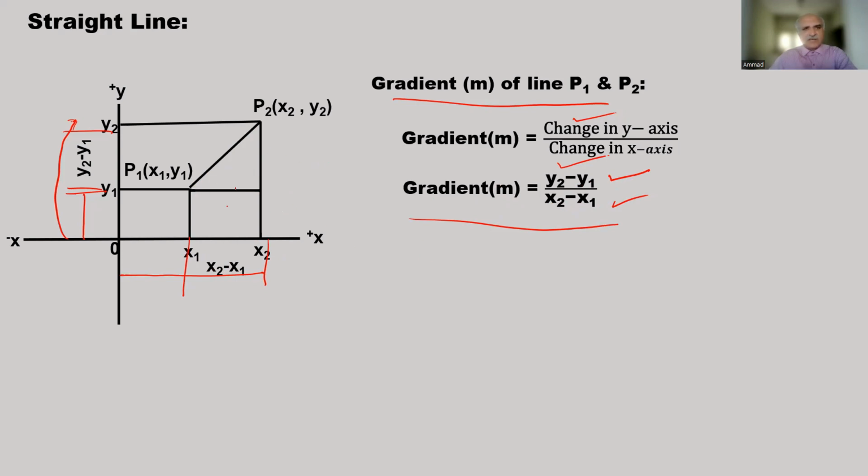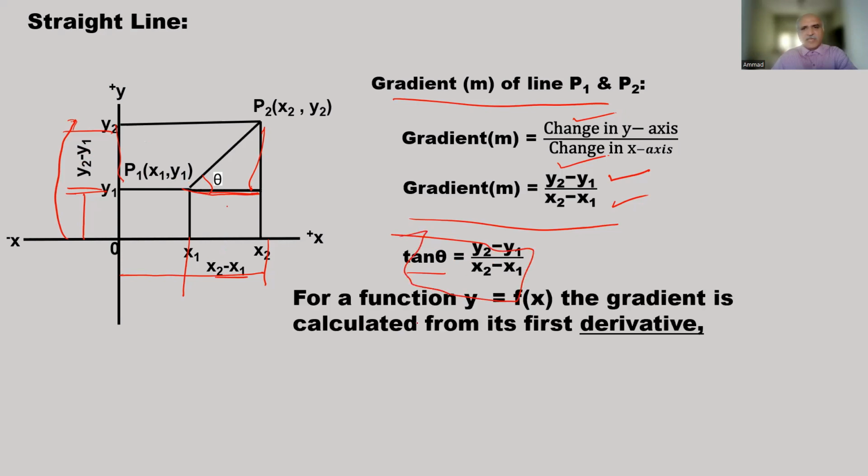If we draw this line and this angle is theta, we can also find the slope of a line with tan theta, because tangent is the perpendicular over the base. This is the perpendicular, which is equal to y2 minus y1. This is the base, which is equal to x2 minus x1. So we will use this formula when the angle is given to find the slope. If a function is given, we can also find the gradient by calculating its first derivative by this formula. We will study this in detail later on.